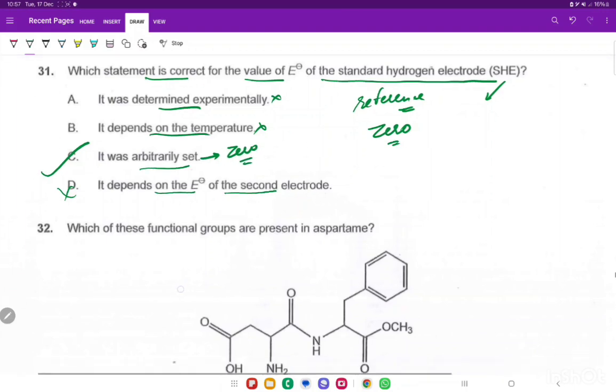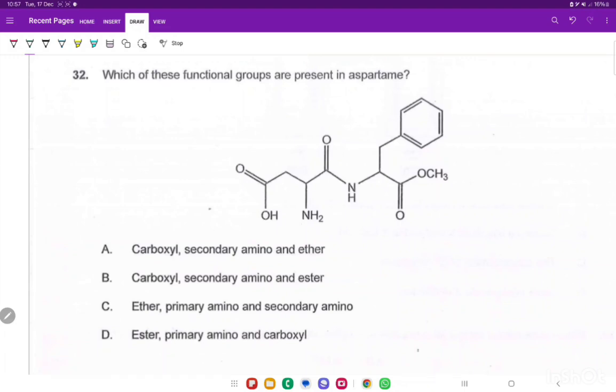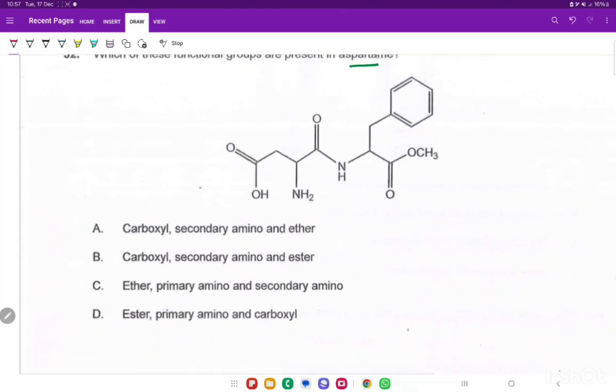Question 31, answer C. Next: which of these functional groups are present in aspartame? This is the structure of aspartame given to us, and they are asking which functional groups are present. First we'll identify the functional groups. This is a carboxylic acid.